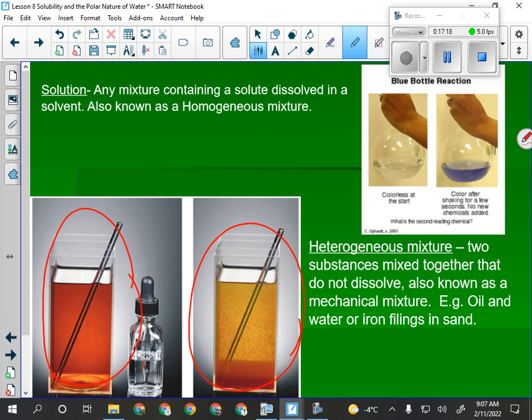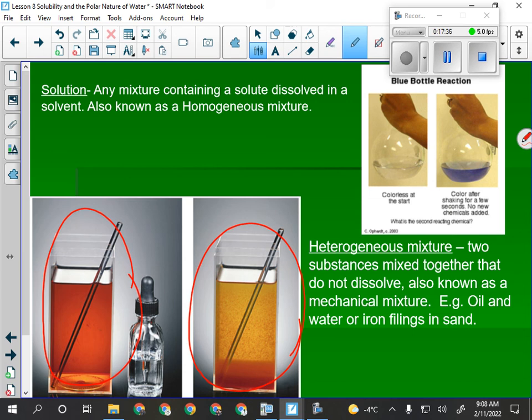Right? So this has more than one visible part. This stuff did not dissolve in here. Okay? So that would be a heterogeneous mixture. So a solution is a homogeneous mixture. Right? A mechanical mixture is a heterogeneous mixture.